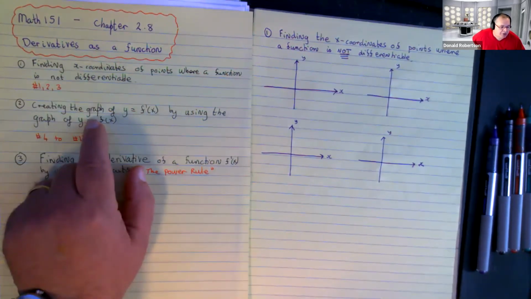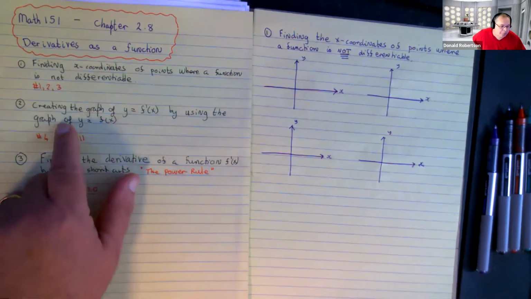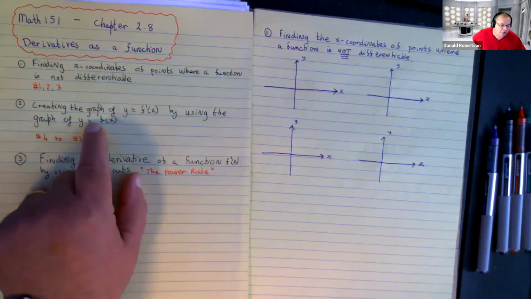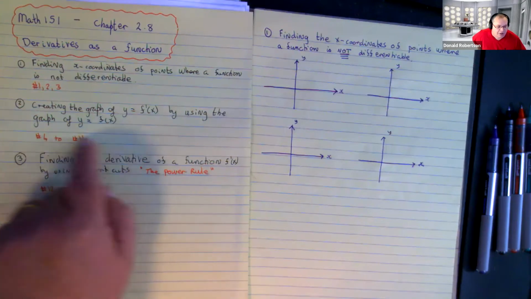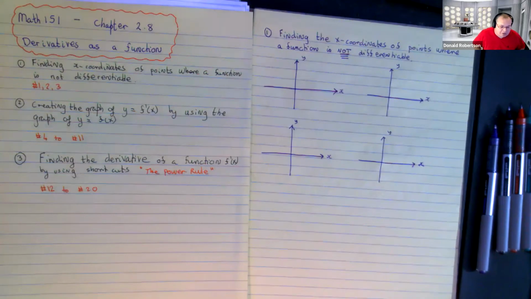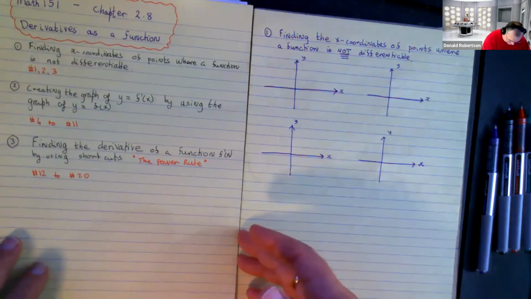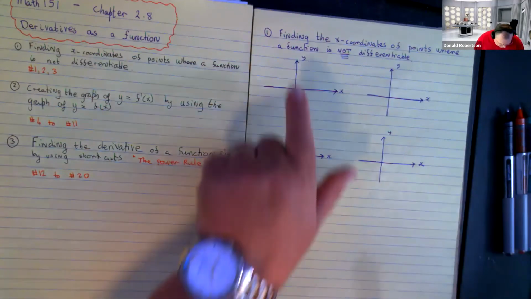We're then going to spend some time creating the graph of a derivative function by using the graph that we're given of the original function, and that's a big chunk of questions. Nothing algebraic going to happen here, it's all visual. And then we get to start at least and find the shortcut, the power rule, in our case, for the derivative function. So that's what we've got today. Let's start with the first ones.